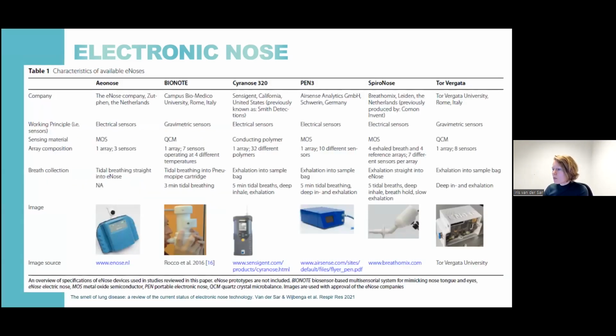Here you see an overview of a couple of eNose devices that are currently used in clinical research and that have been studied for respiratory diseases. It's just to show you the differences between the devices, the sensing material, for example, the array composition, but also how they collect breath and how they instruct the patients. If you want to know more about this, you can visit the website or look up the publications of these devices.